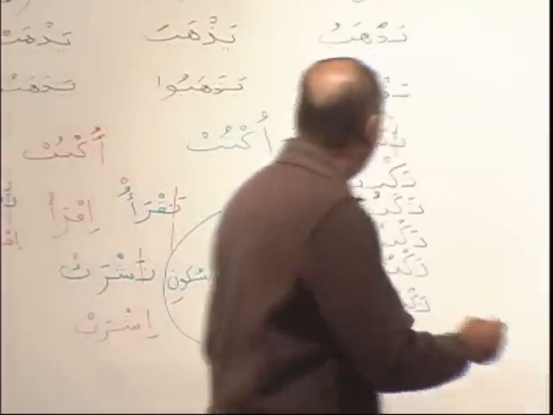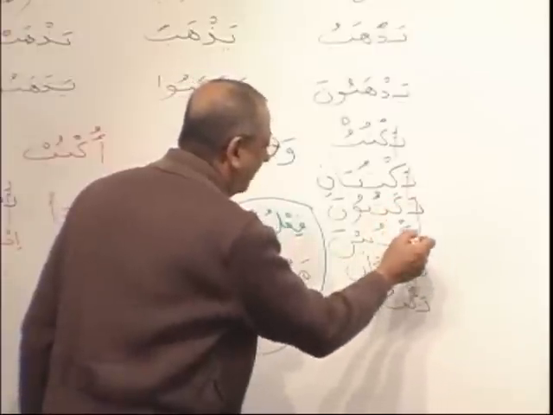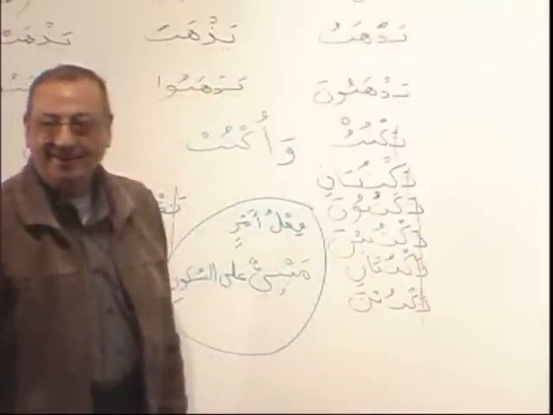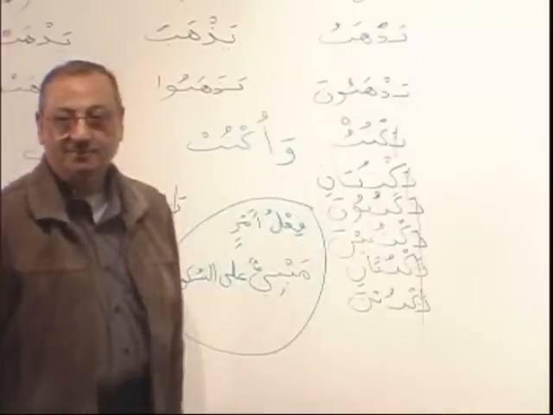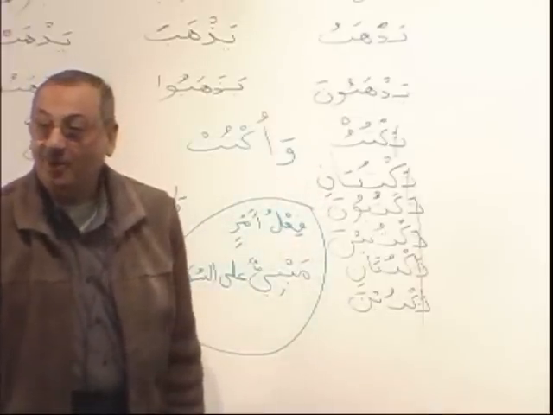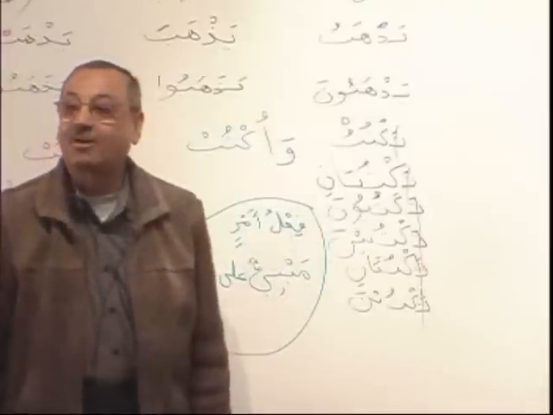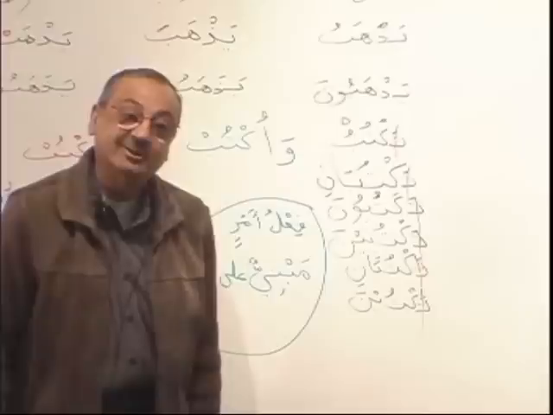Now I will be very quick. I must finish quickly. We will continue this first thing tomorrow morning, so that you have enough. Now, one more thing. How do I make Taktubani into Amar? First, Brother Hassan, I must drop from everything. They are not needed. How do I make Amar now? I have to drop the noon because noon is the sign of Marfu and Fi'l Amar is always Majzum.